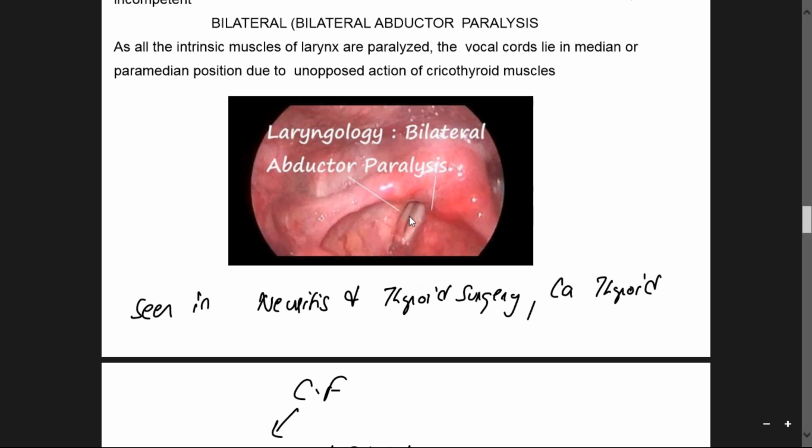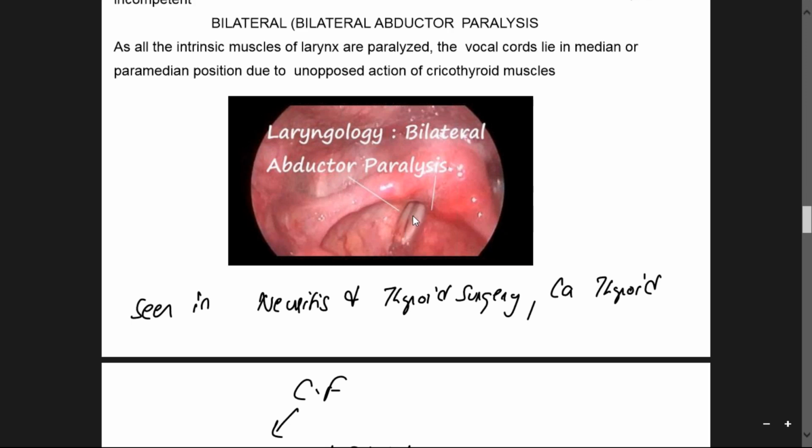Now, normally when you breathe in or breathe out, the air from the lungs escapes through the vocal cords. Air also has to enter through the vocal cords into the lungs, right? Now, due to the unopposed action of the cricothyroid muscle, these are both adductors. There is no gap here. There may be a slight gap, but you can't see any gap here.